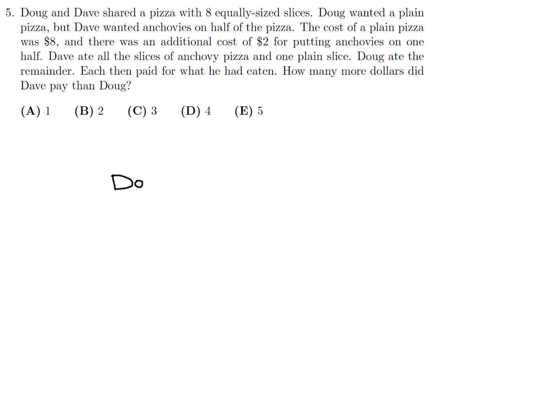So Doug and Dave are our 2 pizza eaters. And Dave is the one with the anchovies, right? So he's going to initially pay $2 for the anchovies. And then he eats half the pizza and 1 slice. So that means he ate 5 of the 8 slices. And you multiply that by the cost of the pizza. And that looks like it will be 2 plus 5, which is $7.